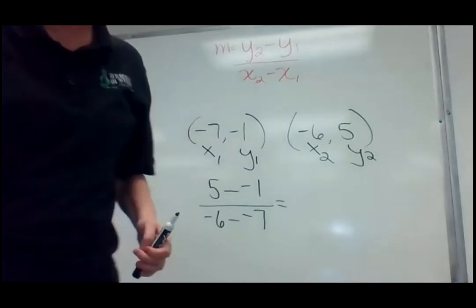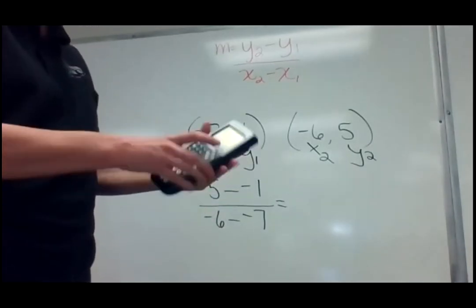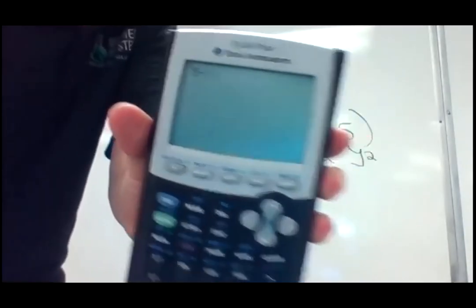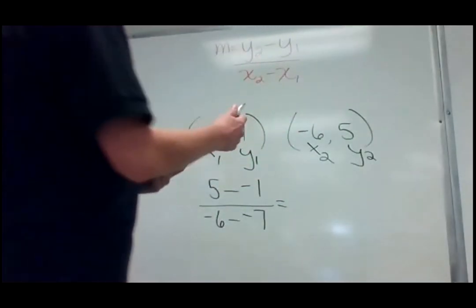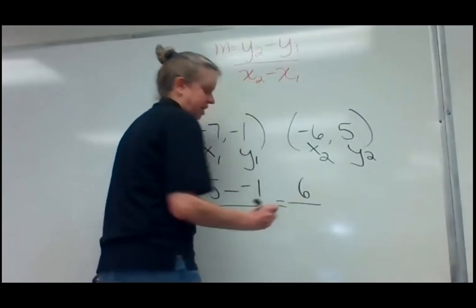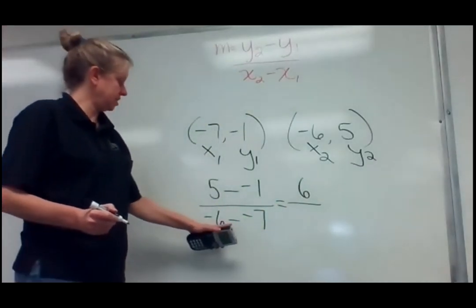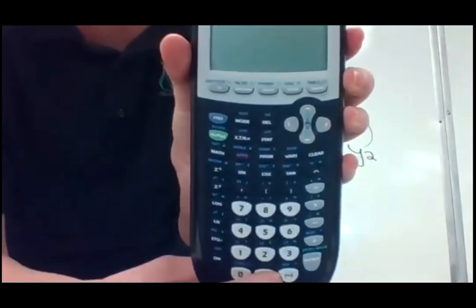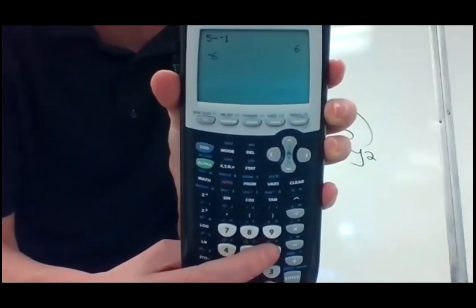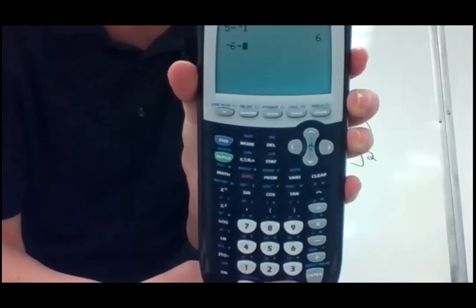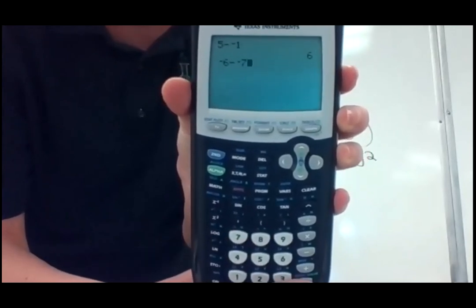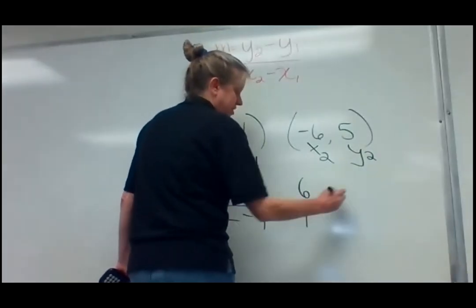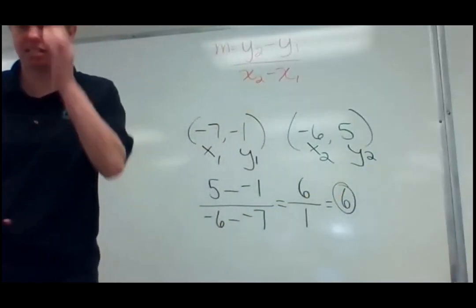And then I'll type that in my calculator. So up top, I have 5 minus, right? Hit the minus button, then the negative button. So minus -1 gives me +6. -6 minus -7. So what is that going to give me? Let's see. -6, then your minus, and then -7 gives me 1. So I've got 6 over 1. If I simplify that, it just gives me 6.